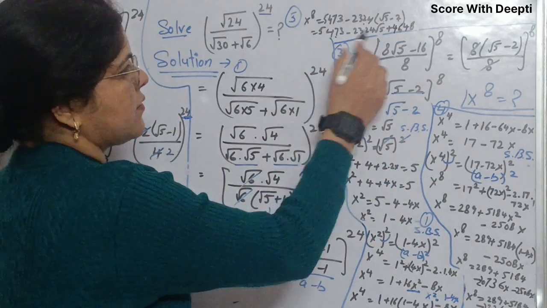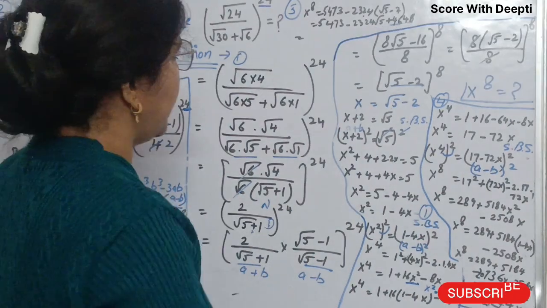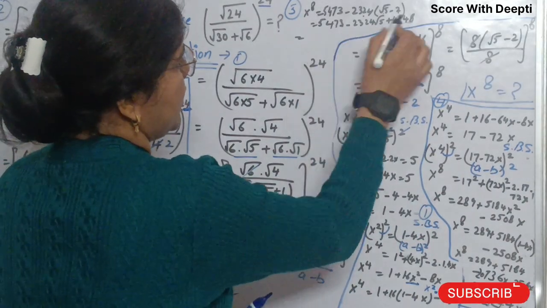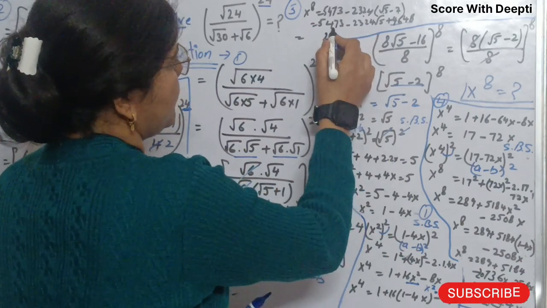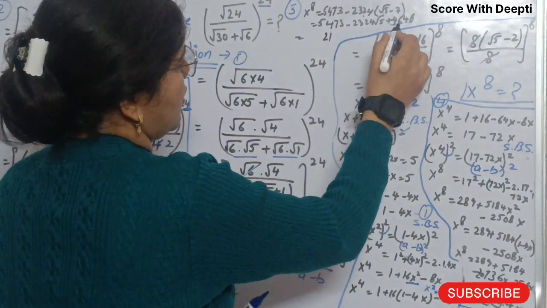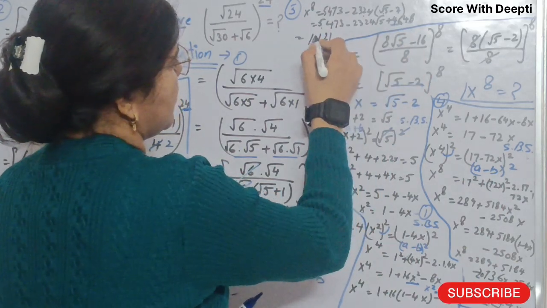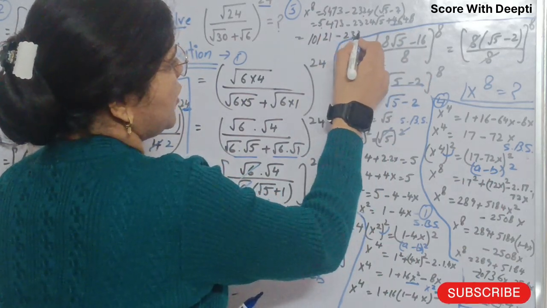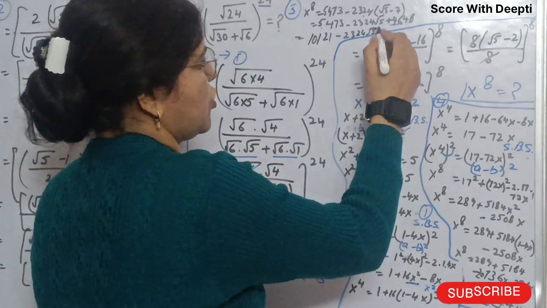Next we add this term and this term and we get, next we add 3 plus 8 is 11, 7 plus 4 is 11, 4 plus 6 is 10, 5 plus 1 is 6, and so on, minus 23184 square root 5. This is the answer of this question.